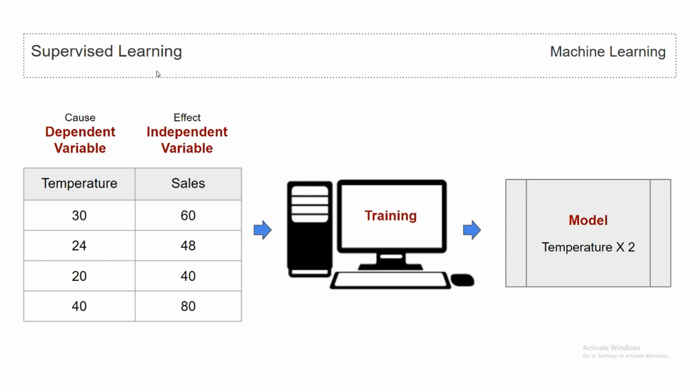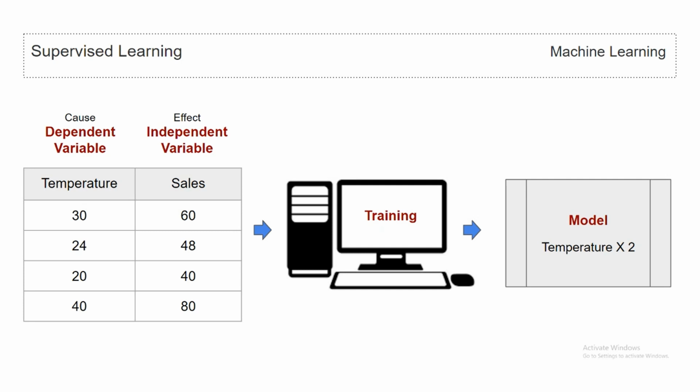But basically, this whole idea of supervised learning and machine learning in general is that we have the set of data right here that's given, and we're going to train our computer to come up with an algorithm. And we have this model, and after the computer trains itself a lot, it'll come up with a model. And in this case, the model that they came up with is temperature times 2. And the model helps us to create a formula to find the unknown data in the future.